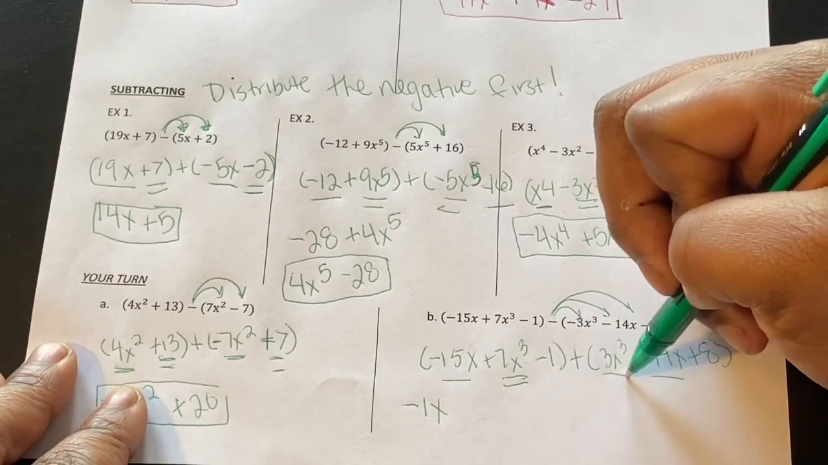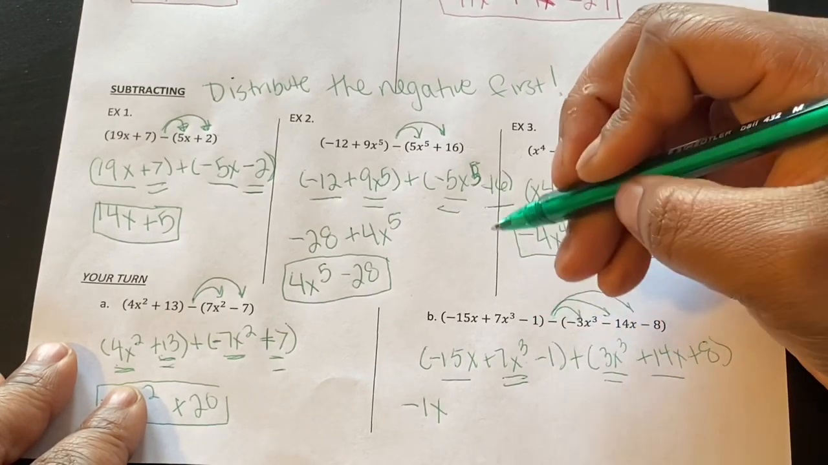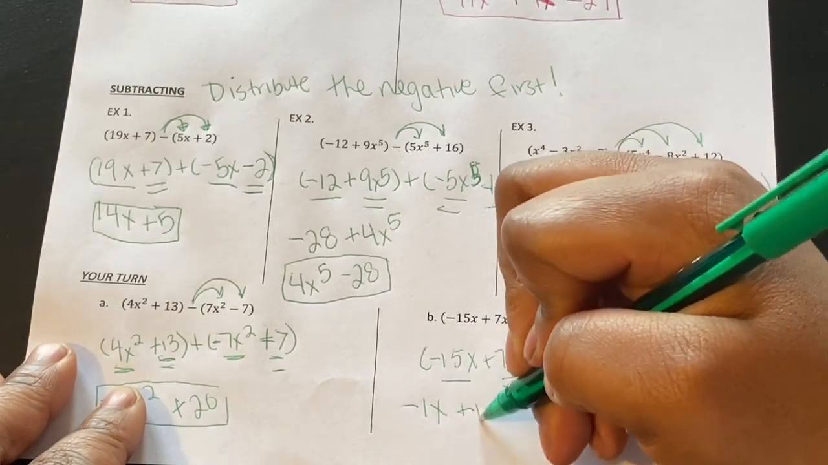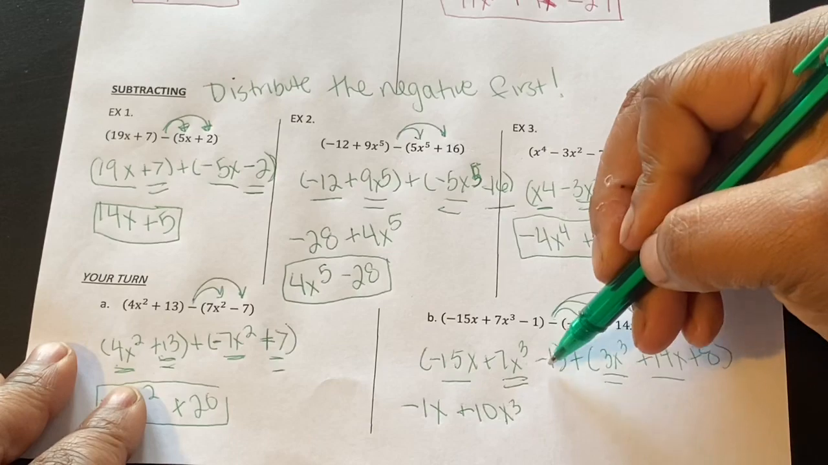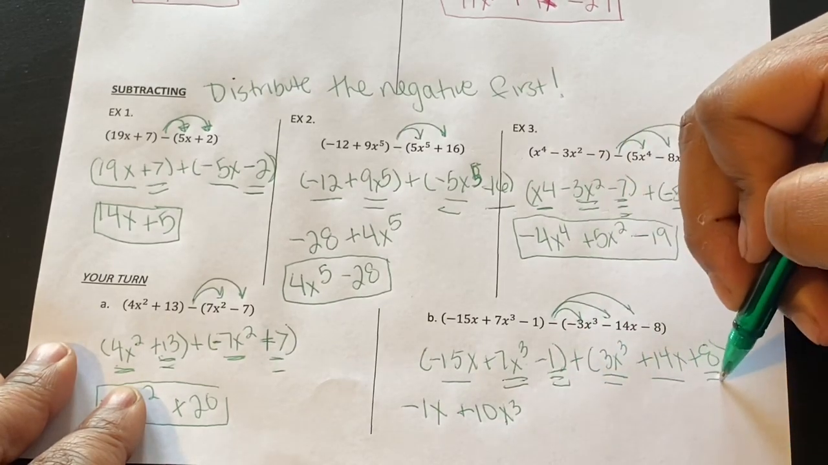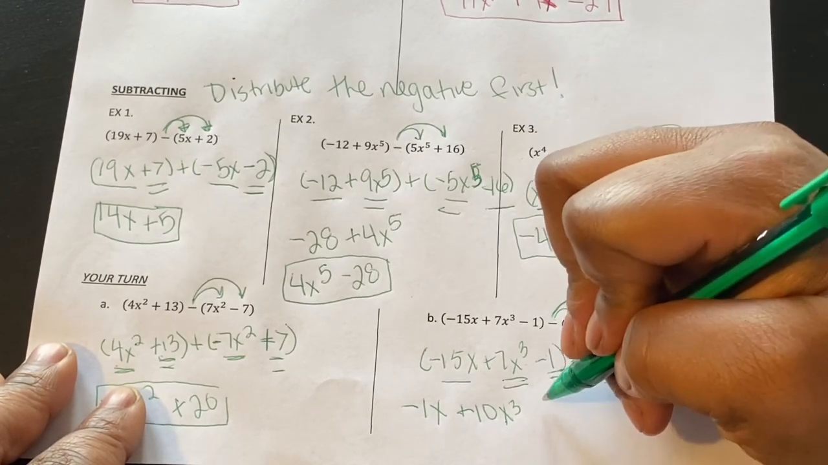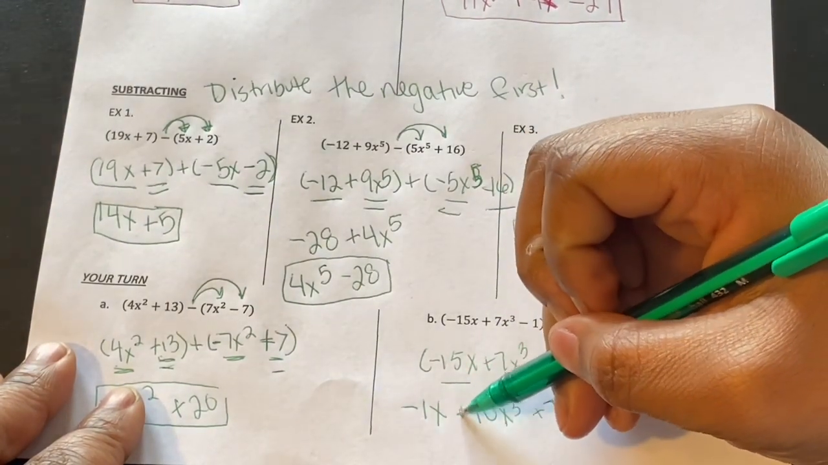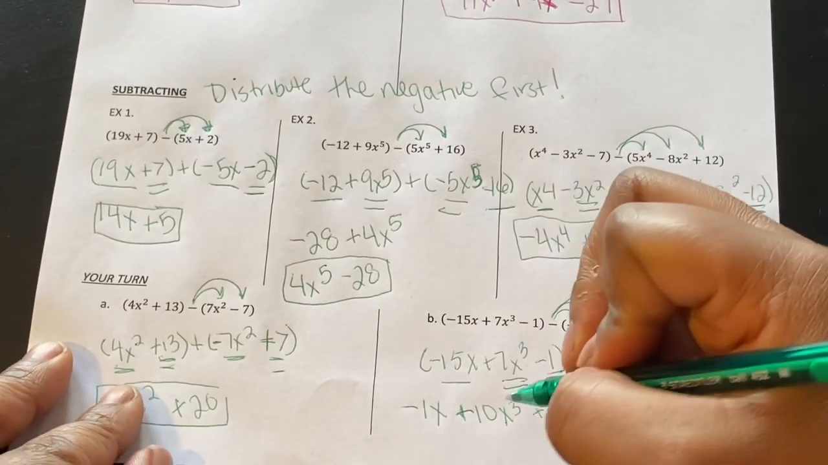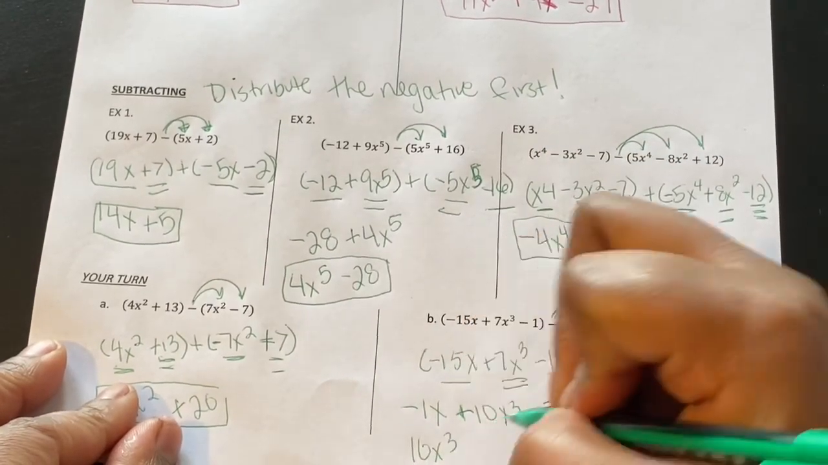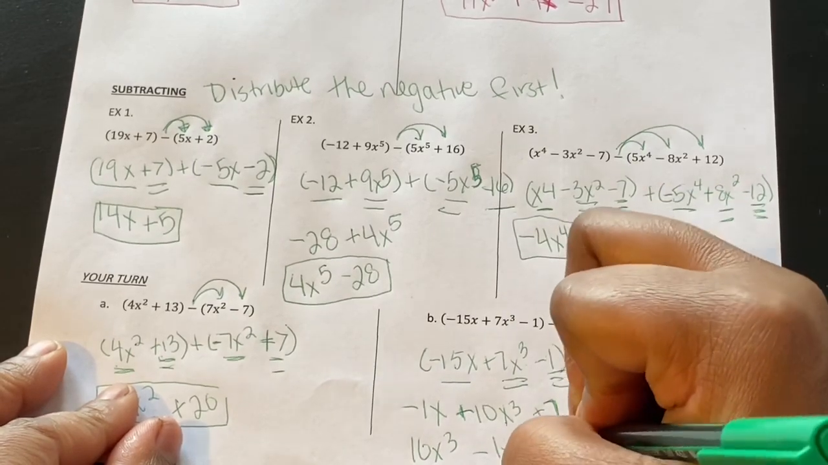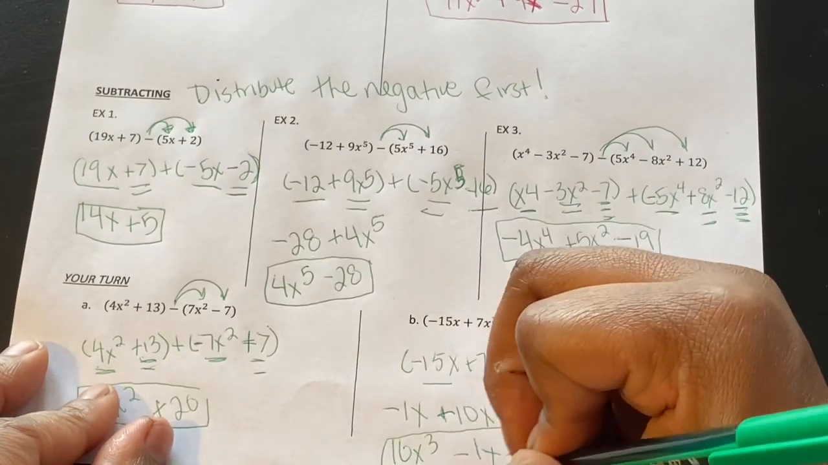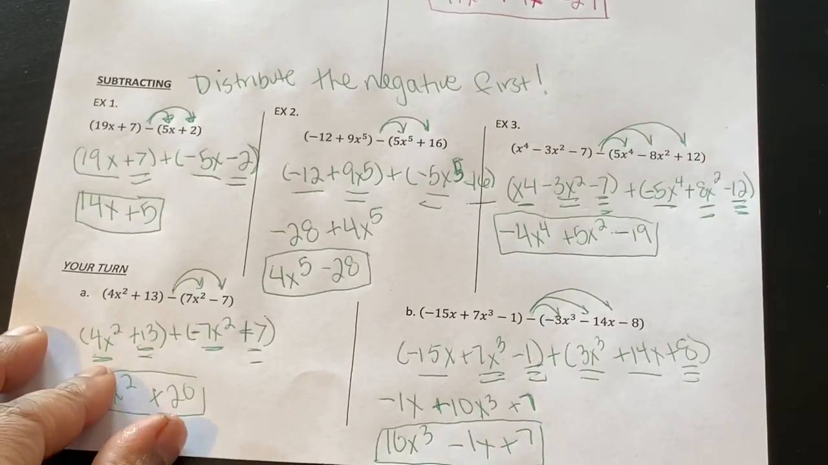7x cubed goes with 3x cubed. That's going to give me 7x cubed plus 3x cubed, which is 10x cubed. And then negative 1 goes with 8. So it's negative 1 plus 8, which is positive 7. My answer is not written in standard form. So this is going to equal 10x cubed minus 1x plus 7. And that's the answer, written from highest degree to lowest degree.